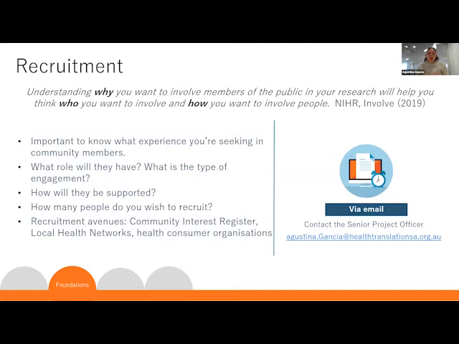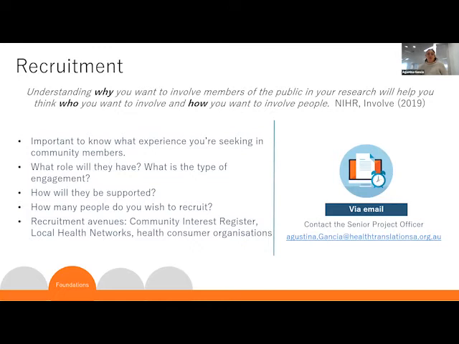If this is their first time engaging in research, do they have a contact person that they can comfortably communicate with and ask questions to? How many people do you wish to recruit on your study as community members? There's different ways to do this.